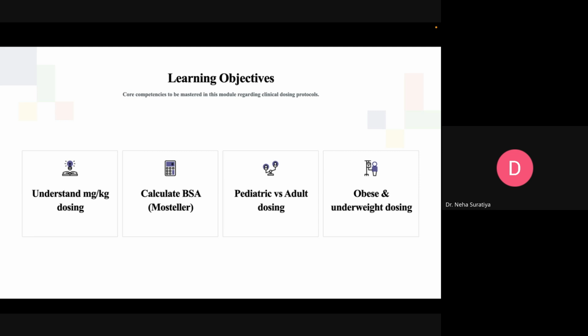These objectives are important not only for your understanding, but also for your clinical practice in daily life, for your internship, for your clinical rotations, and for future hospital practice as well, right? So I hope this makes you more curious about learning the session today.